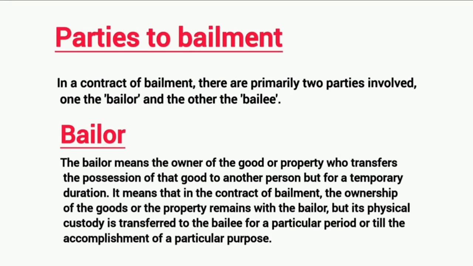In a contract of bailment, there are primarily two parties involved, one the bailer and the other the bailee. Bailer. The bailer means the owner of the goods or property who transfers the possession of that good to another person but for a temporary duration. It means that in the contract of bailment, the ownership of goods or the property remains with the bailer, but its physical custody is transferred to the bailee for a particular period or till the accomplishment of a particular purpose.